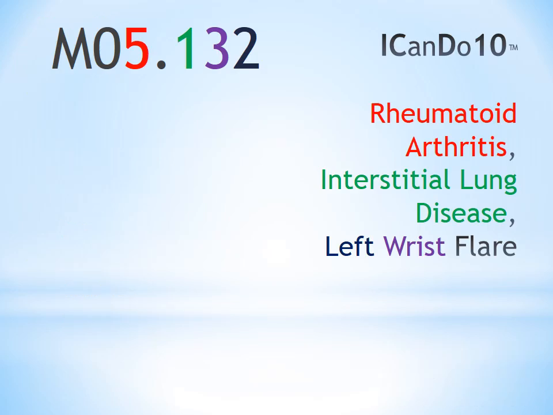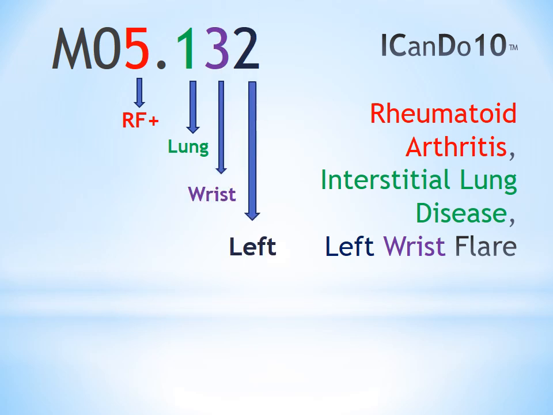Here is an example of a rheumatoid arthritis code, M05.132, where 5 represents rheumatoid factor positive, 1 is the organ system or lung, 3 is the location or wrist, and 2 is the laterality or left. Putting the code together, it describes rheumatoid arthritis, interstitial lung disease with left wrist flare.